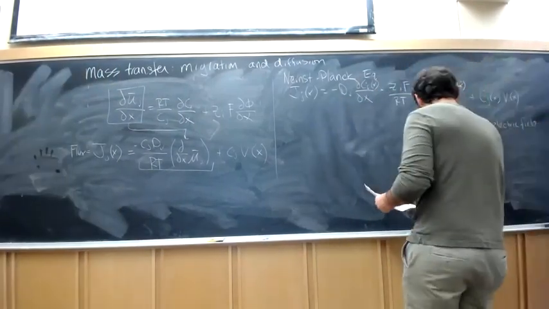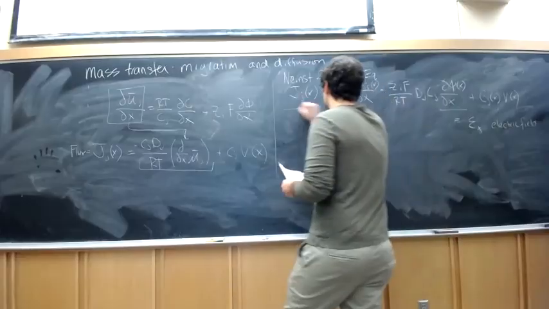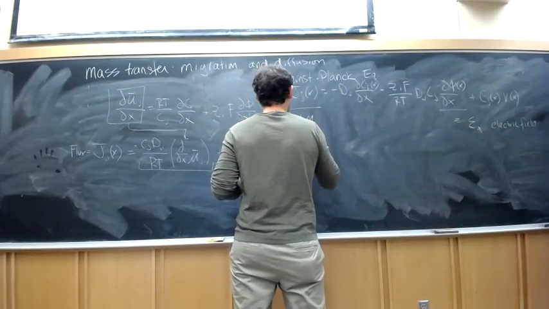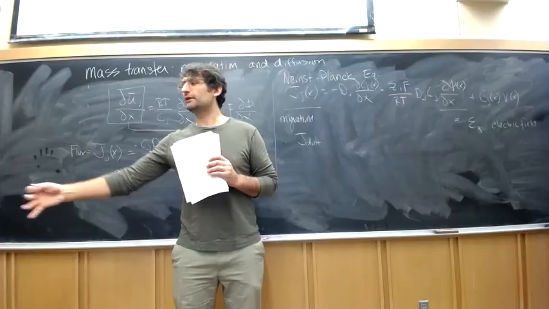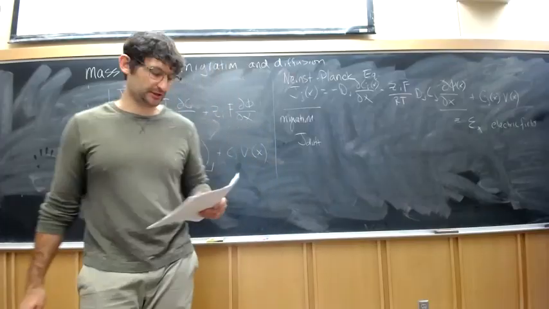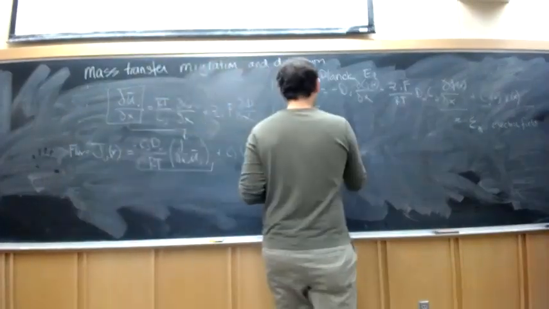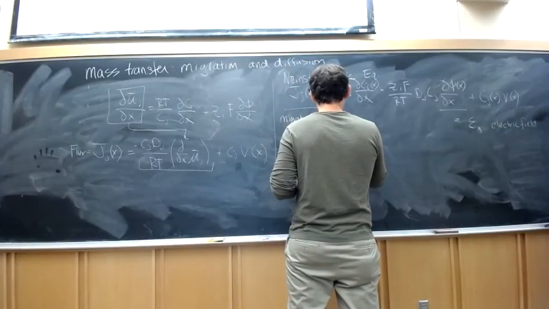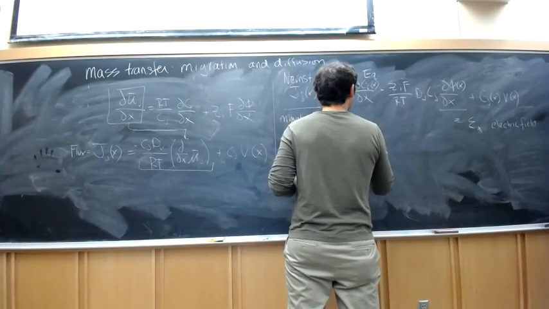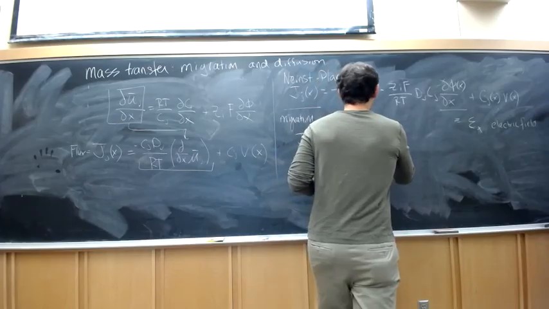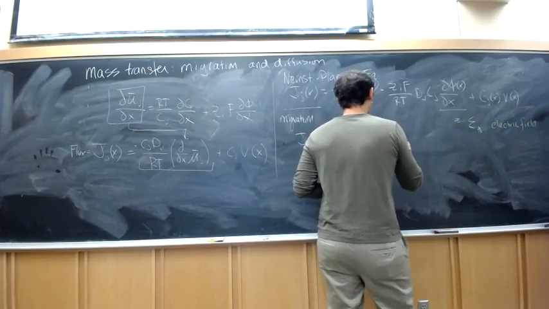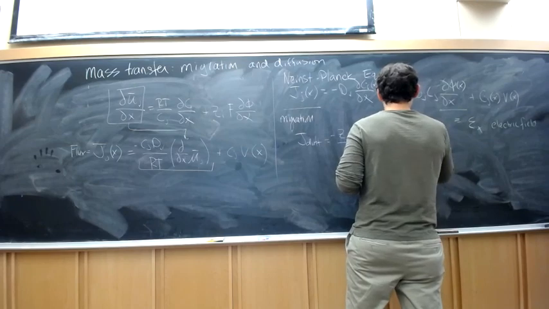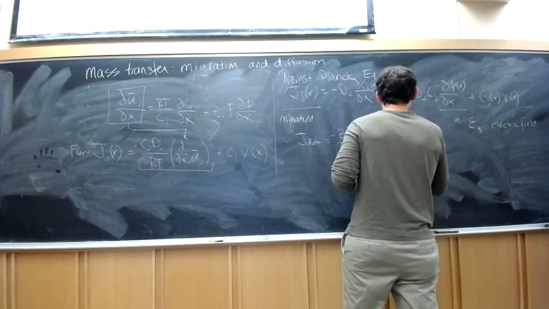So let's think about the migration term first. We call that drift. Things drift in a field. They diffuse in a concentration gradient. It's a migration term. We'll just write the same thing again: z_j F over RT D_j C_j dφ/dx.